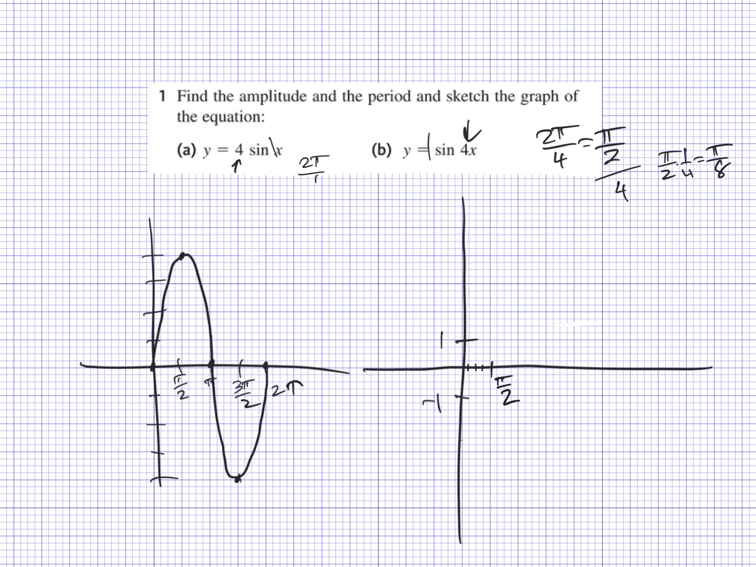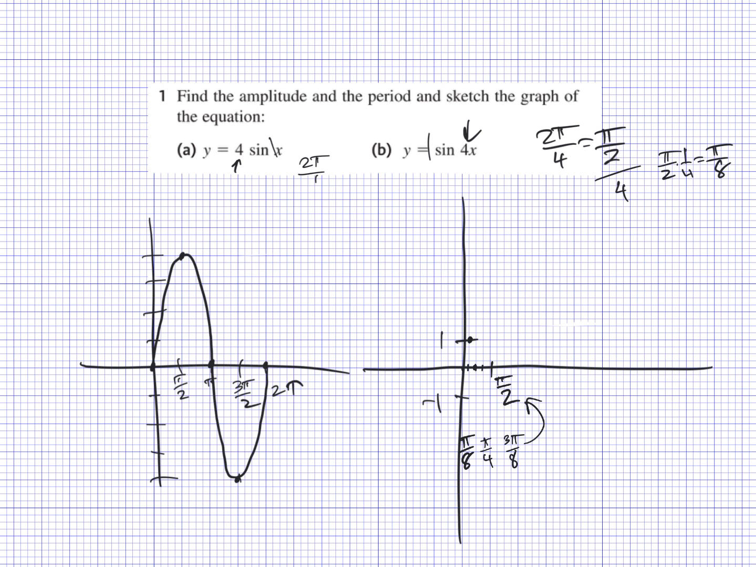So the first one's at pi over 8. The second one would be 2 pi over 8, or pi over 4. Then 3 pi over 8, and then 4 pi over 8 is pi over 2. So we start at 0. We're at 1 at the top at pi over 8.